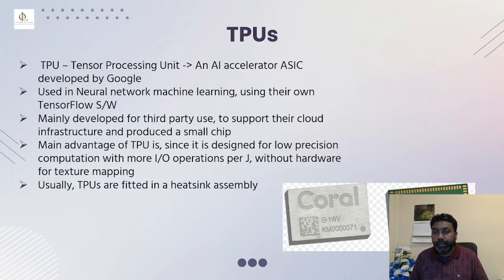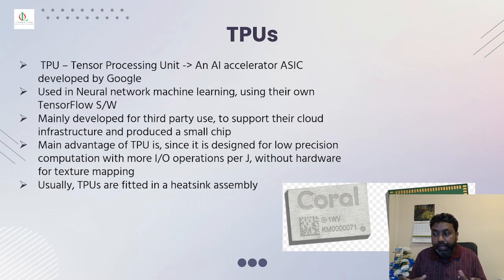Then we move along to TPUs, the tensor processing unit. The tensor processing unit Google came up with to accelerate their AI integration into their units. This is an extension to their ASIC development. It can be used in neural networks and machine learning. To do that, they came up with their own software flow, and they use TensorFlow for that. It was mainly developed for third-party use, so a third party can buy this and include it in their cloud infrastructure.